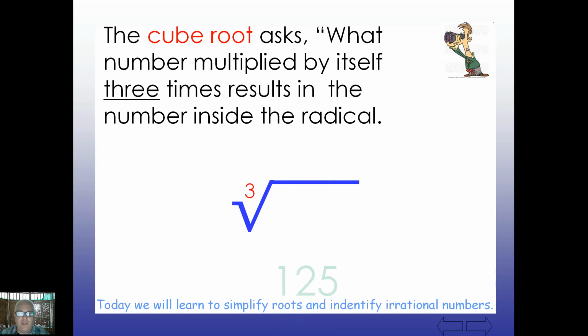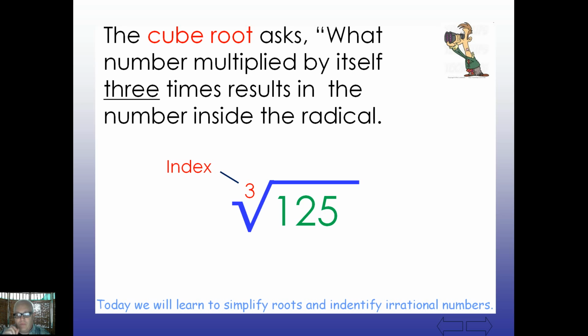So we're going to actually change our index here. Remember before it was blank? Well, whenever it's blank, we just assume there's a 2 there. But because the index has been changed to a 3, we want to find the cube root of 125. So can you think of a number multiplied by itself 3 times to get you 125?